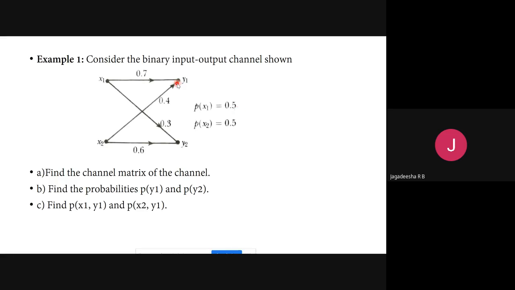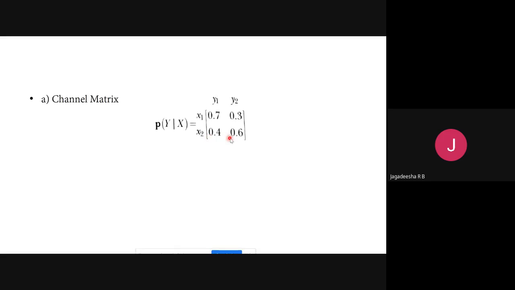So the channel probability is nothing but you have x1, x2 here, and two outputs y1 and y2 here. So x1, y1, what's the probability? That is 0.7. x1, y2, what's the probability? That is 0.3. Is it so? We will just go back and check. Similarly, x2, y1, what's the probability? That is 0.4. And x2, y2 is 0.6, right? So 0.4 and 0.6 are mentioned. This is the channel matrix.